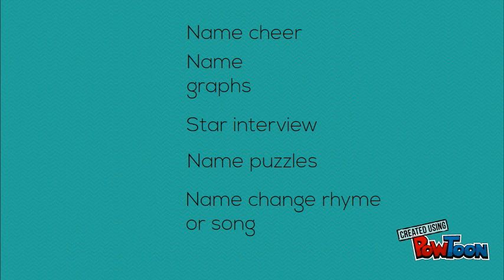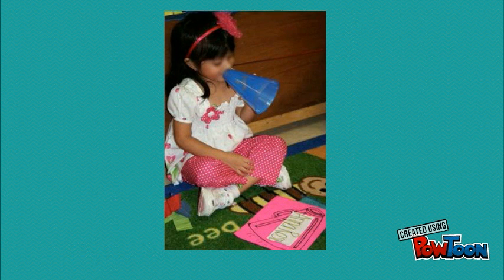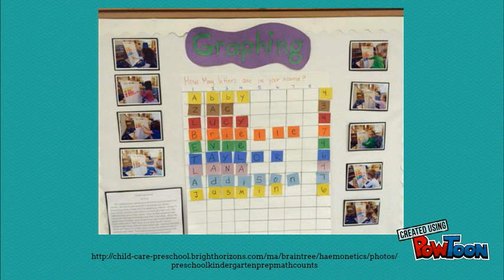Other strategies to encourage name recognition are the name cheer, name graphs, star interview, name puzzles, and the name change rhyme or song. In the name cheer activity, children take turns spelling a friend's name out loud, letter by letter. It is a great activity to build name recognition and also gives each child the opportunity to have a special moment having their name spelled out. In a name graph, children's names are placed on the graph based on the number of letters in their name. After the names are placed on the graph, you can compare out loud and say children's names that begin with the same letter.